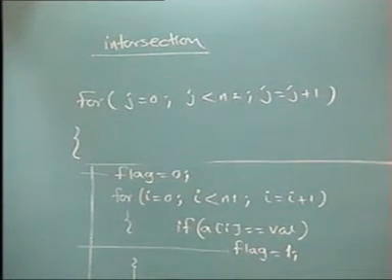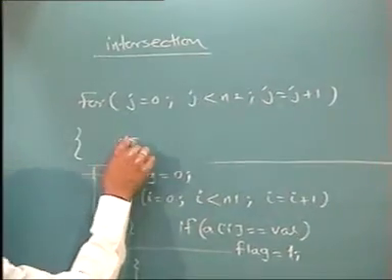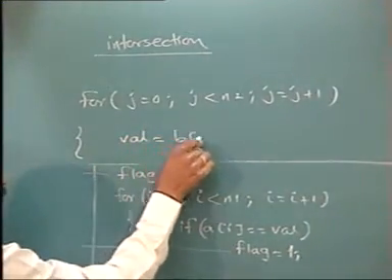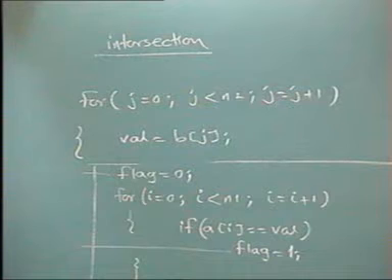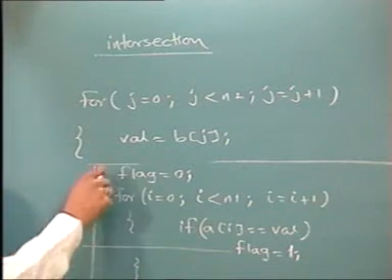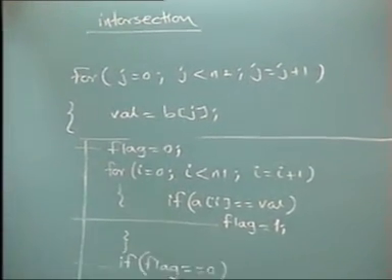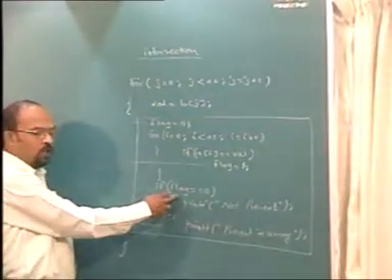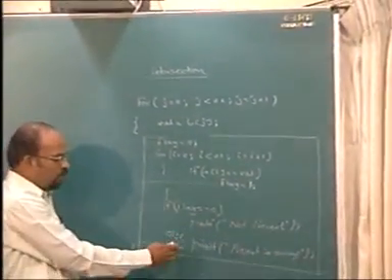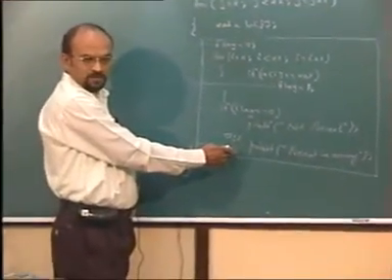But what should be val? Val will be B of Z. Say I will pick up the first value of B. This code checks whether that val is present. So we have understood this independently. Okay? And then flag equal to 0 says it is not present. Flag equal to 1 says it is present.